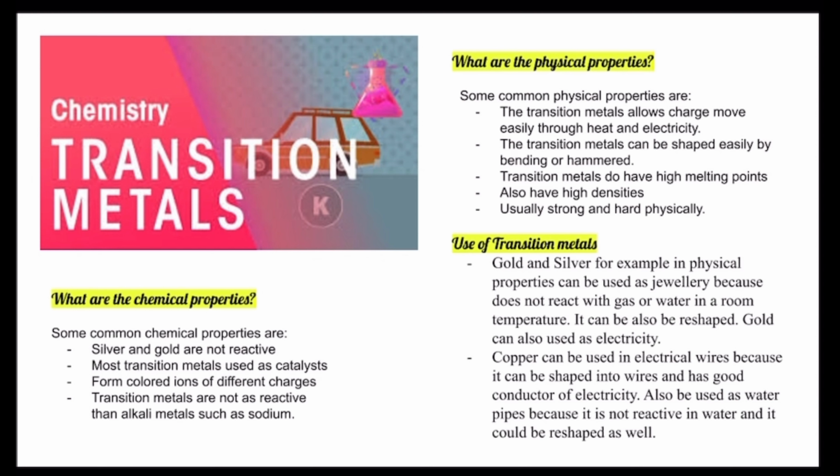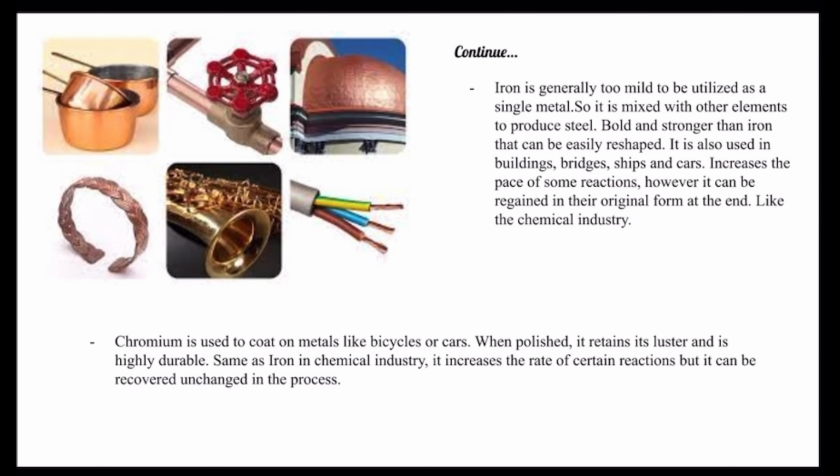To continue, iron is generally too soft to be used as a single metal, so it can be mixed with other elements to produce steel. Steel is bolder and stronger than iron, it can be easily reshaped, and it can be used in buildings, bridges, shapes, and cars. It also increases the pace of some reactions. However, it can be regained in its original form at the end, like in the chemical industry.